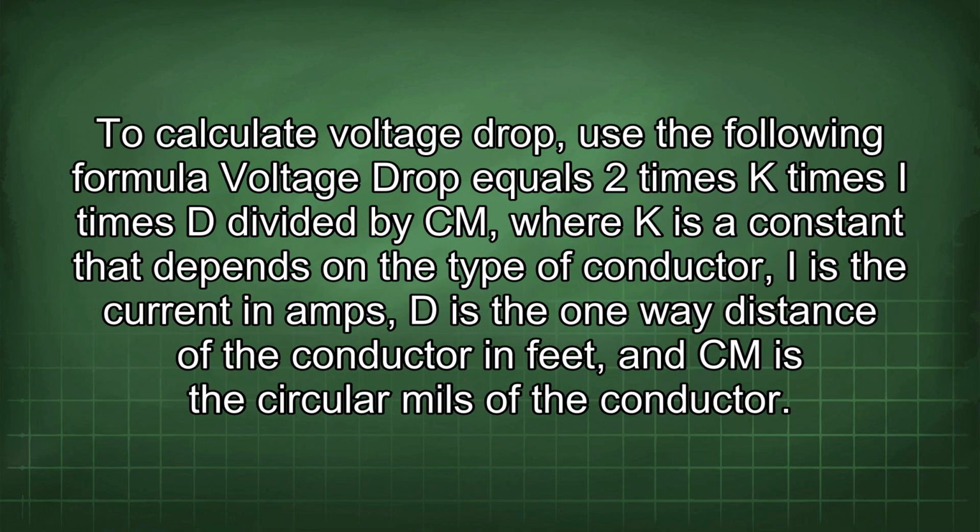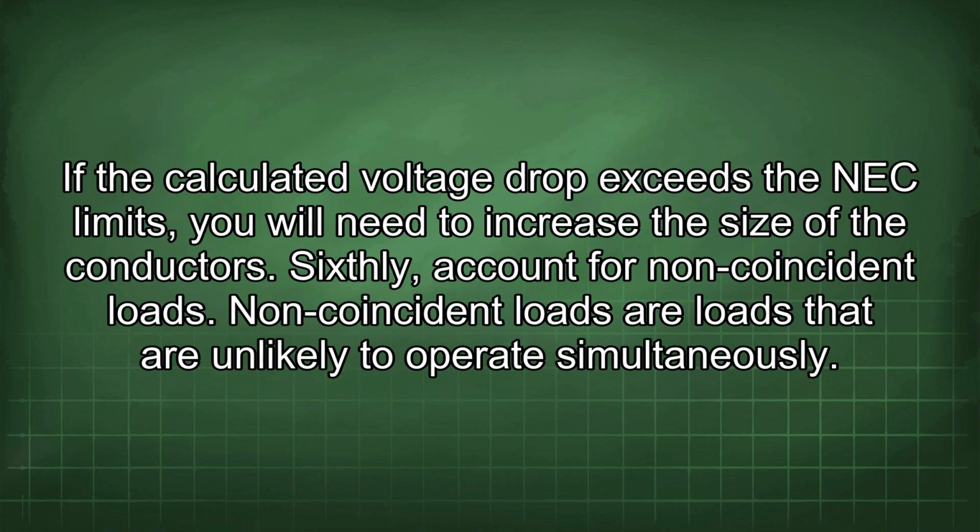To calculate voltage drop, use the following formula: voltage drop equals 2 times K times I times D divided by Cm, where K is a constant that depends on the type of conductor, I is the current in amps, D is the one-way distance of the conductor in feet, and Cm is the circular mils of the conductor. If the calculated voltage drop exceeds the NEC limits, you will need to increase the size of the conductors.